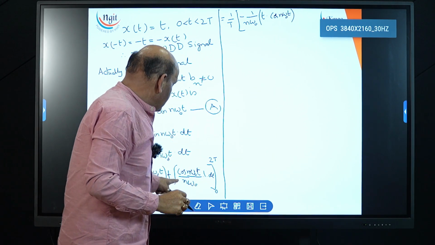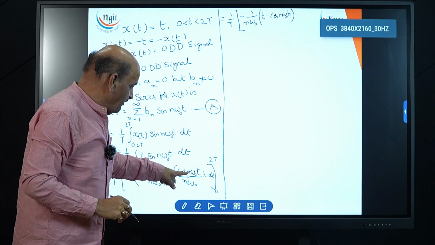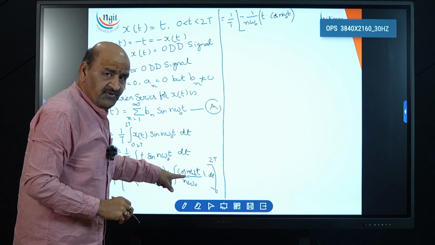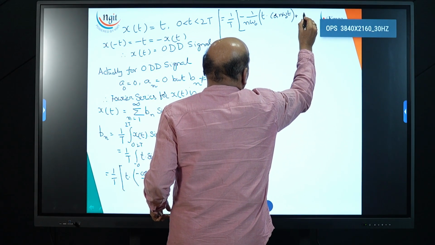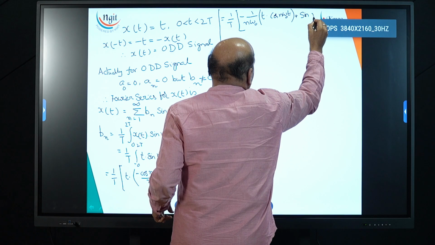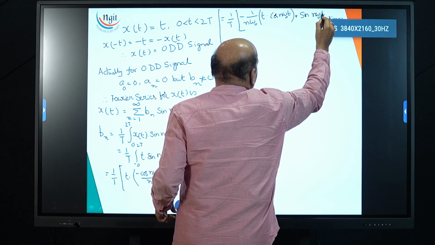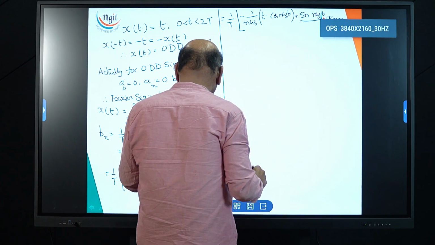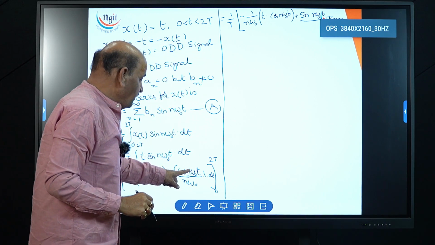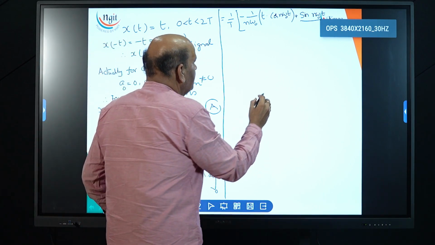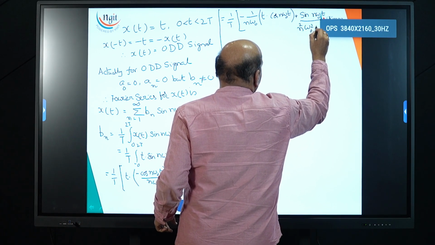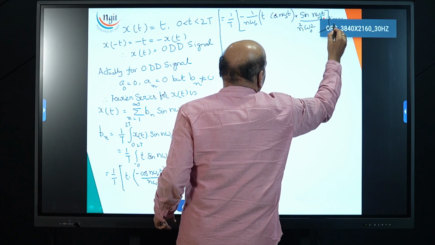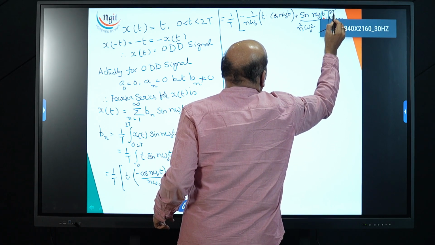Now plus the integral of cos n omega naught t. Integral of cos means what? Sine. This becomes plus sine n omega naught t by n omega naught, which is already here. Again we are integrating, so another constant will come. So this will become n square omega naught square, between 0 to 2T.